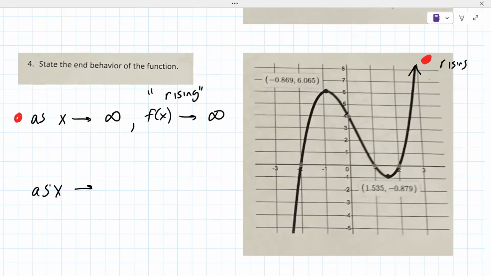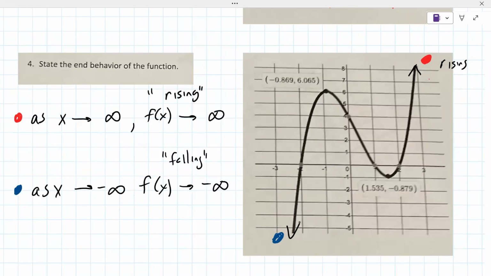All right, now we're going to go as x goes to negative infinity. And we'll do that in blue. Blue is over here. Is the graph rising or falling? It's falling. So falling means negative infinity. Go ahead and get that down.